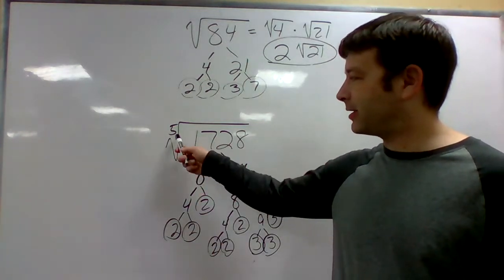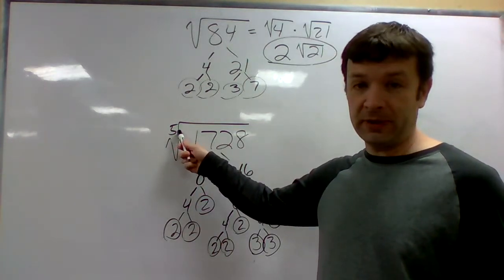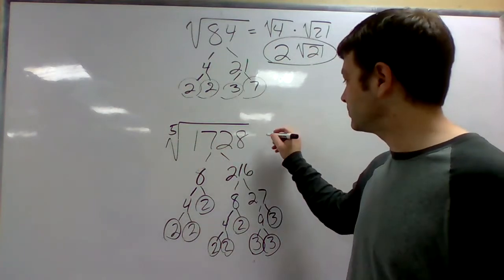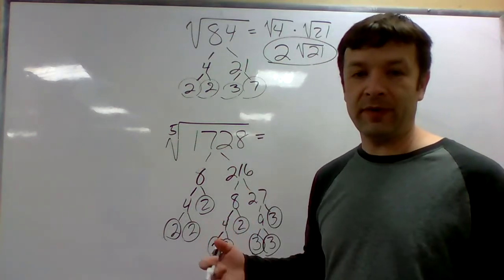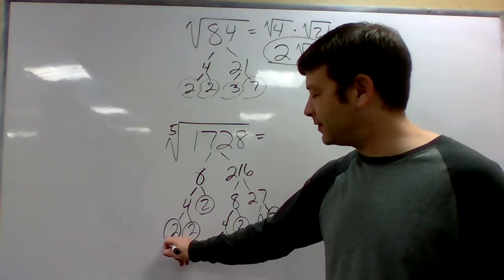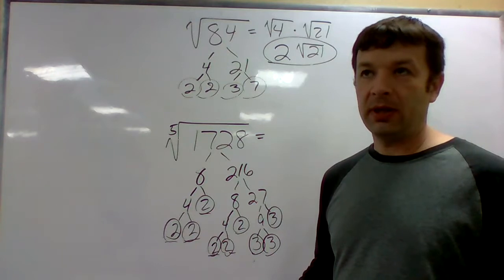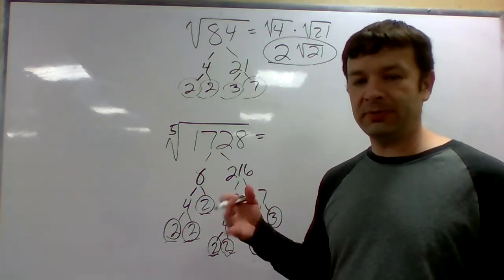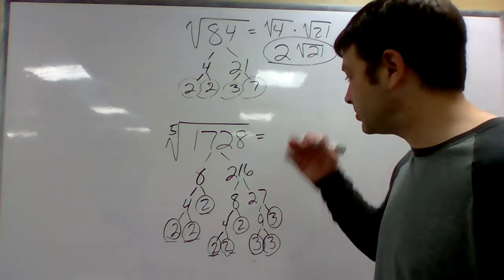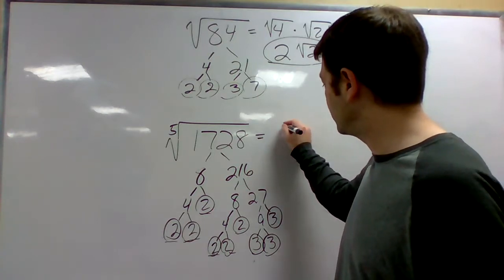Okay, so we have 3 3s also. So I'm going to take the group of 5 and put it in front, because that group's going to have a fifth root. So I'm going to take 5 of these 2s and put them in front. What's 2 to the 5th? Well, 2 times 2 times... You can plug in your calculator, 2 to the 5th, you'll get 32.